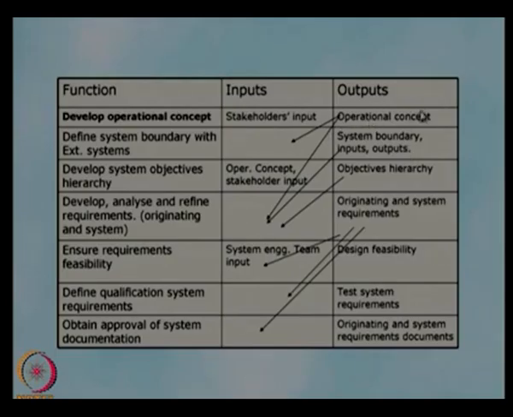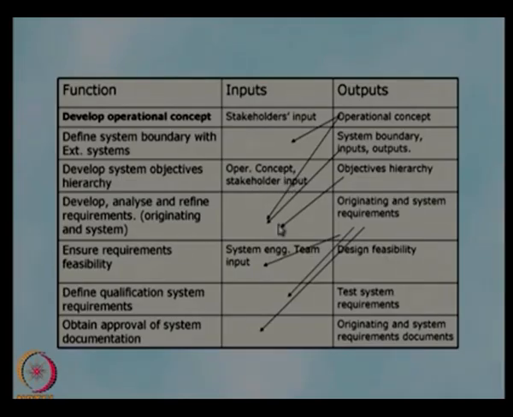Then we use the operational concept as well as the system boundary inputs and outputs, and this operational concept and stakeholders' input will be used to develop the system objectives hierarchy. Every system will have some objectives to be met, defined by the customer, something like operational cost or operational efficiency. These need to be given a particular hierarchy, because we cannot give the same importance to all these objectives. Based on the operational concept and the stakeholder input, an objectives hierarchy will be developed, which will help us to have some trade-off at a later stage in the design. So, the output from this stage is the objectives hierarchy, where the inputs are the operational concept and the stakeholder inputs.